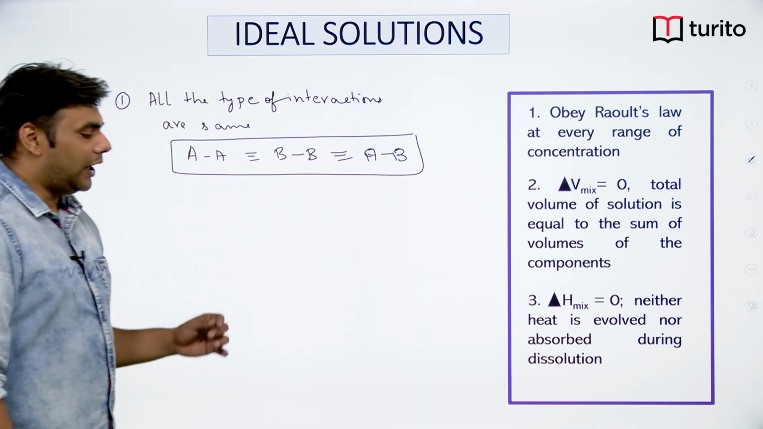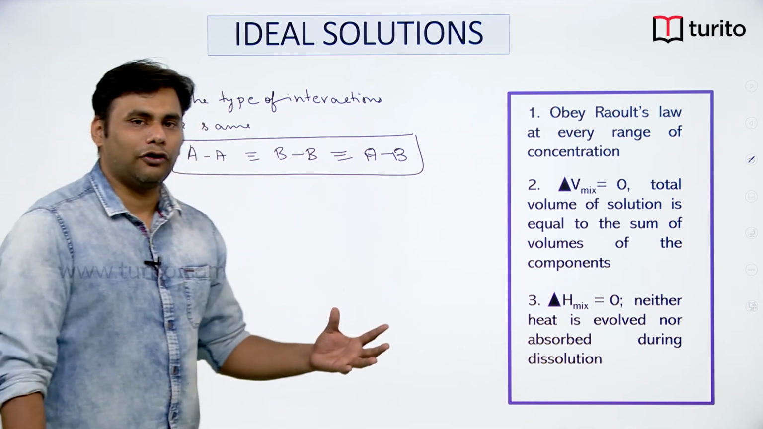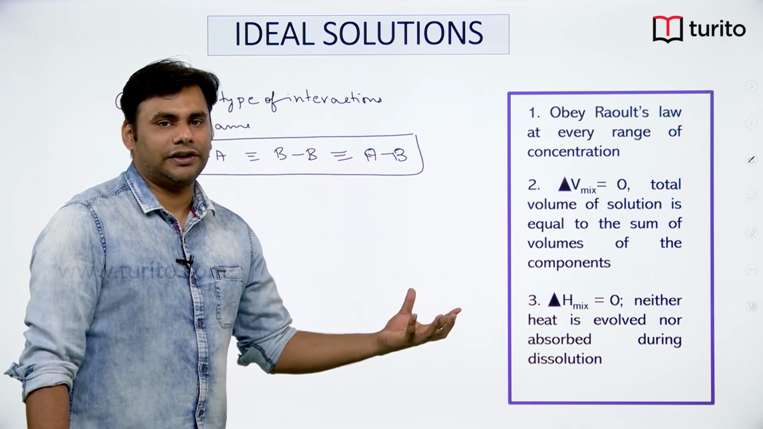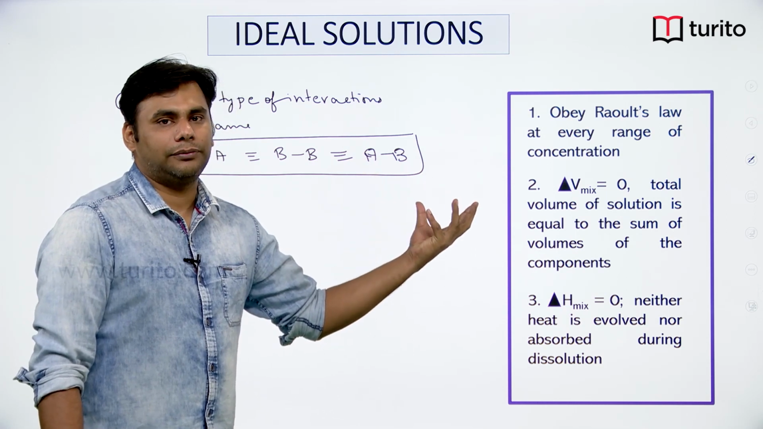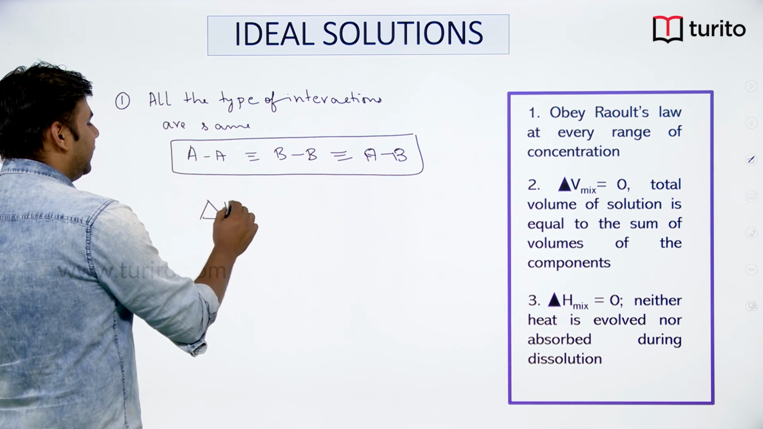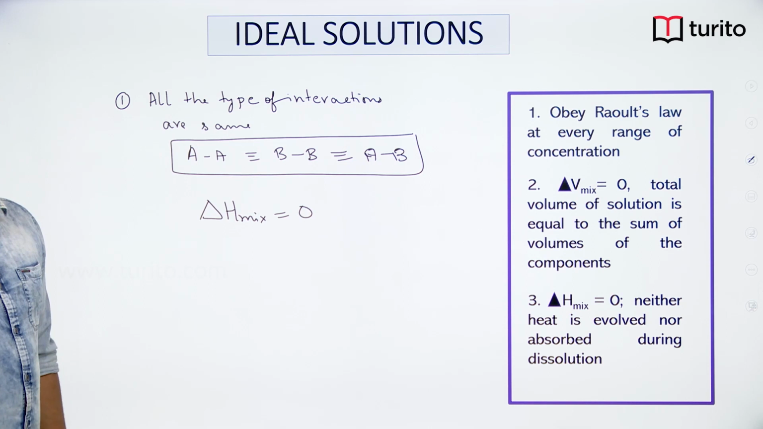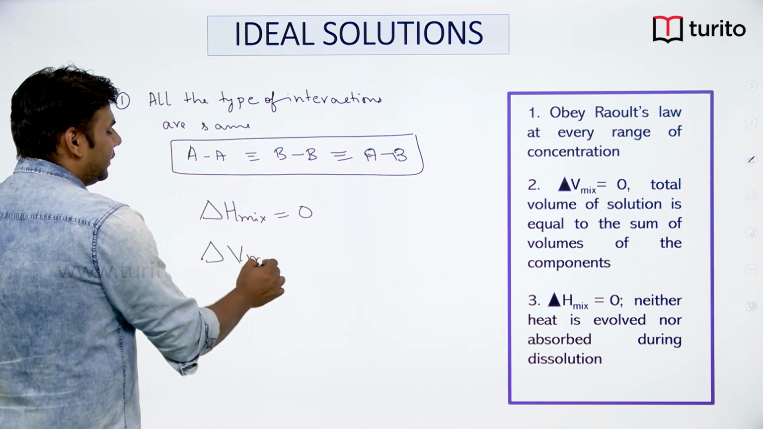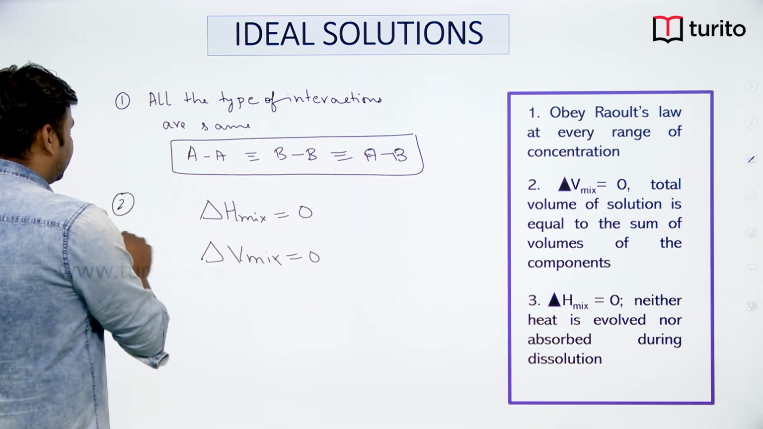Now if you look at the ideal solution, because the interactions have not changed, no new bonds are formed, no new type of interaction is present, the interactions were similar to those of the original pure liquids. So we'll say that delta H, the change in enthalpy, for such a solution would be 0. And we'll also say that delta V mixing would be equal to 0. Hope this is clear to everyone.